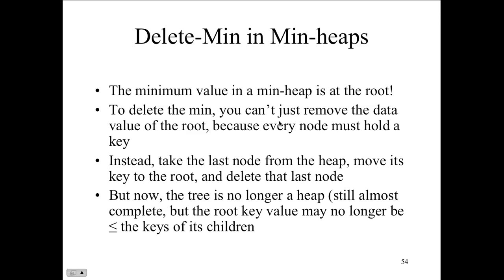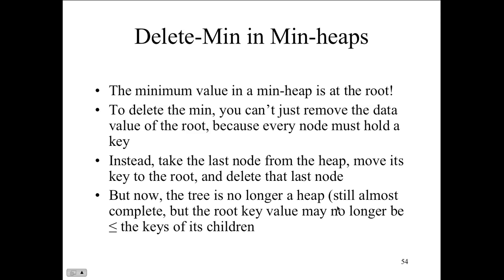So to delete the minimum, you can't just remove the data value of the root because every node must hold a key that's associated with it. So instead you take the last node of the heap, move it to the key of the root, and then delete the last node. So you delete the last item. But now the tree is no longer a heap. So once you start adjusting for removal and for insertion, you have to reheap it, essentially, which means that you have to rebuild the heap to create it again.